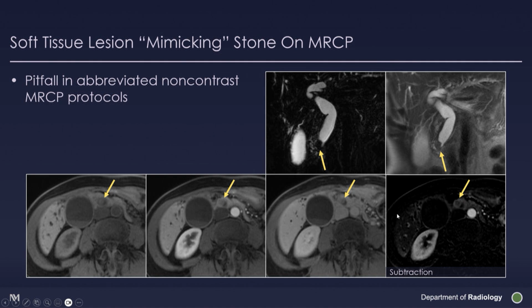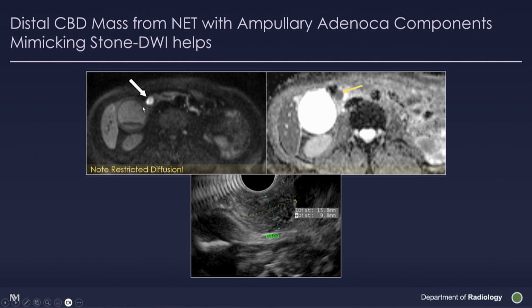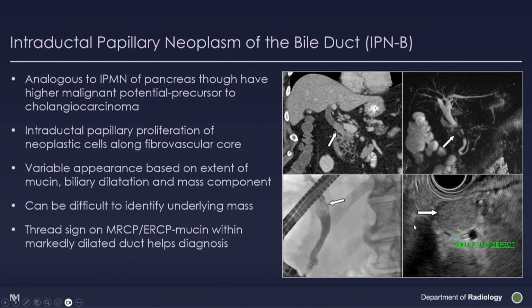The other thing is, if you look at the diffusion images, obviously if it was a stone, it's not going to restrict diffusion. So you can see in this particular case, it's bright on the high B value image, dark on the ADC. They did an EUS, and this actually was an unusual entity. It was a neuroendocrine tumor with ampullary adenocarcinoma components mimicking a stone. And I thought the diffusion was certainly helpful.